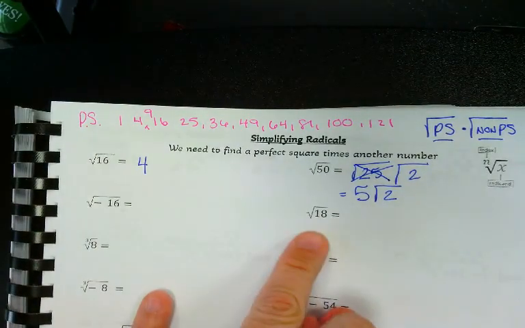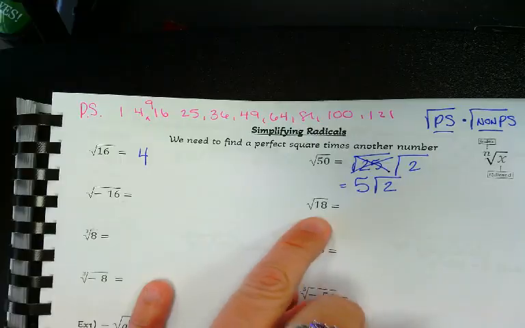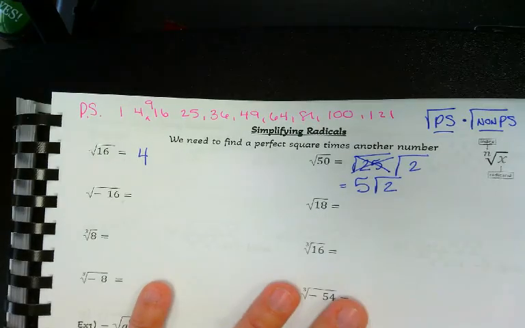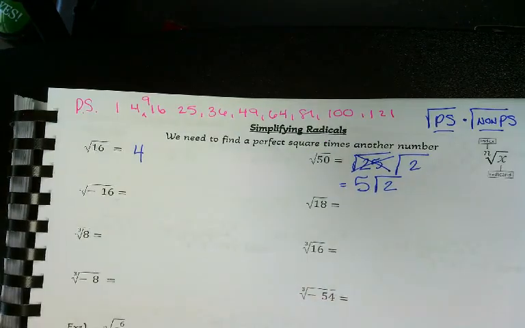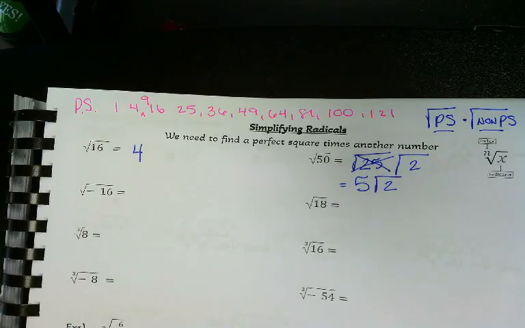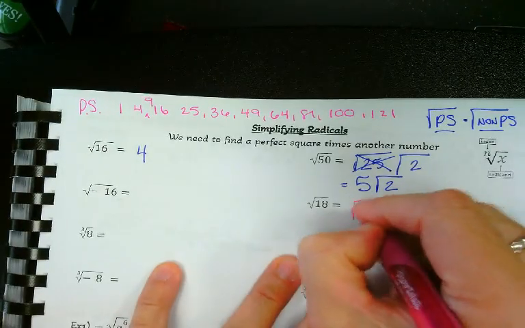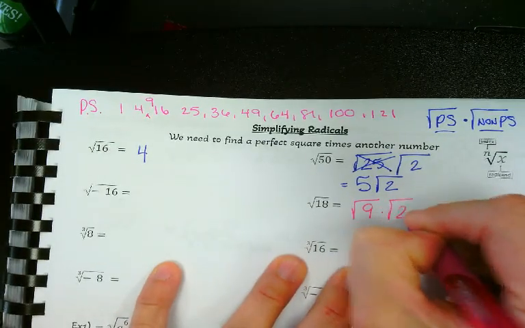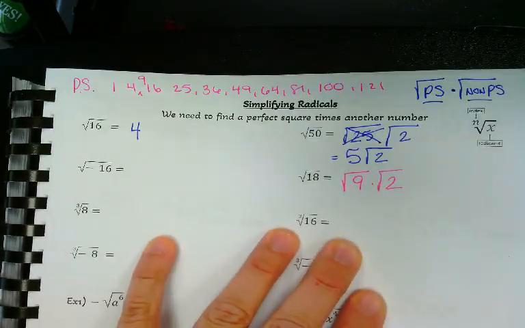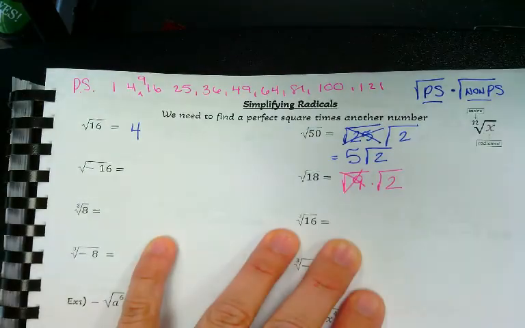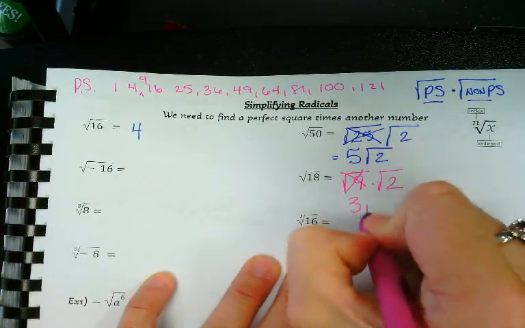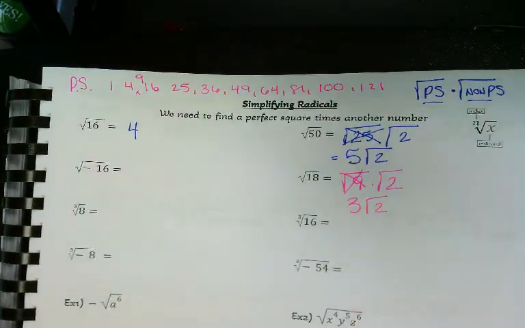I'm going to skip to the one right below, root 18. Is that a root you should know? No, all right, so break it down. We need a perfect square and a non-perfect square. 9 and 2, beautiful. So we're going to go square root 9 times square root 2. Which one do we know? 9, so you can kill it, and it becomes a 3, and then I leave square root 2.